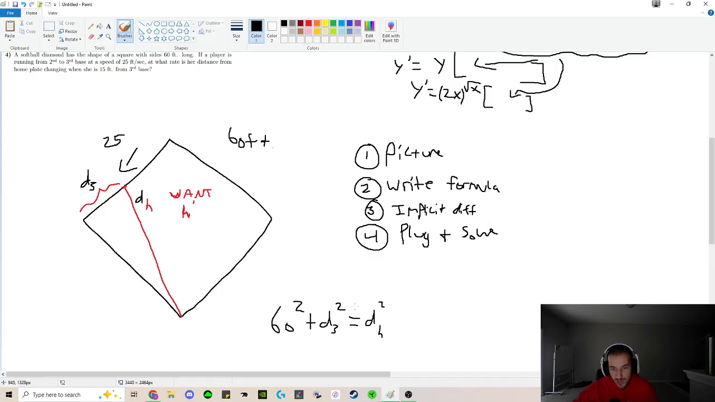Okay, so we've got this formula here. Is there anything else we can do in terms of formula? Not really. This is kind of all that we're left with. We're not going to do any sines or cosines or anything. This is what we have. We've written our formula. Now we do implicit differentiation. Let's take our derivatives here. Derivative of the left-hand side is... give me a second, please.